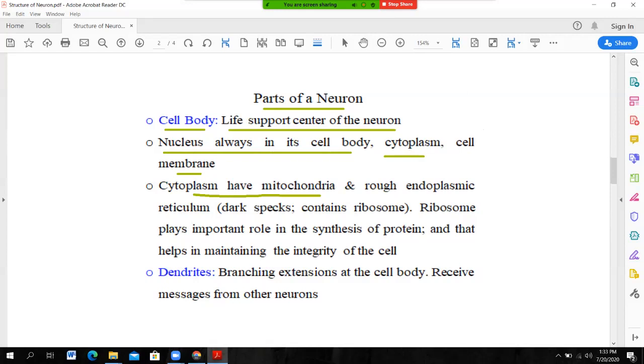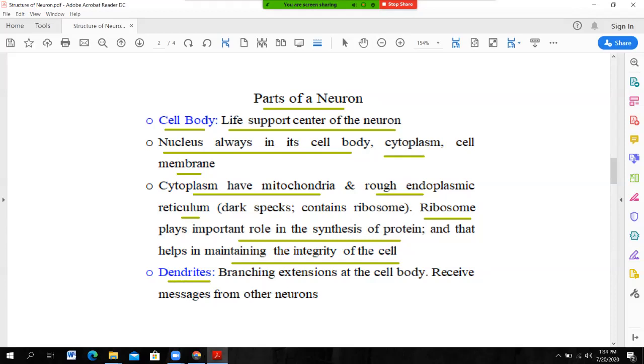Cytoplasm have mitochondria, and you know that mitochondria play important role in the supply of energy. Cytoplasm also have rough endoplasmic reticulum, and rough endoplasmic reticulum contains ribosomes, and ribosome play important role in the synthesis of protein. And you know that protein synthesis play important role in maintaining the cell integrity. So cell body is the main part of the neuron, and the cell body contains nucleus, mitochondria, ribosomes as the main structure.